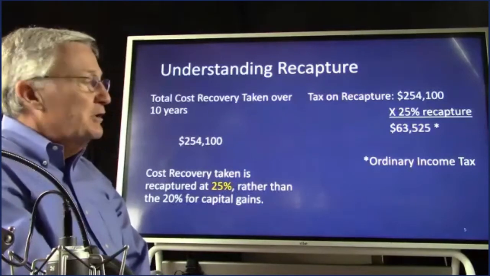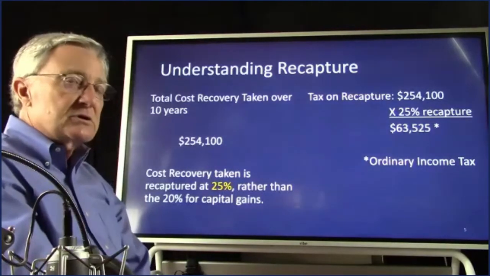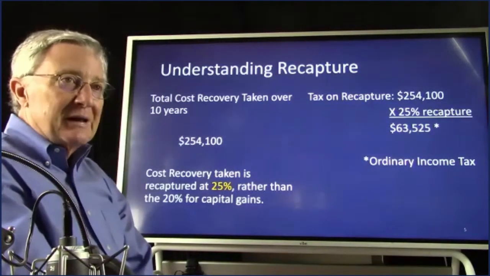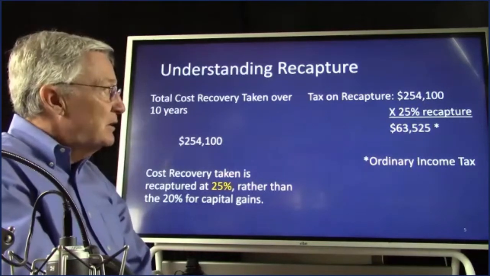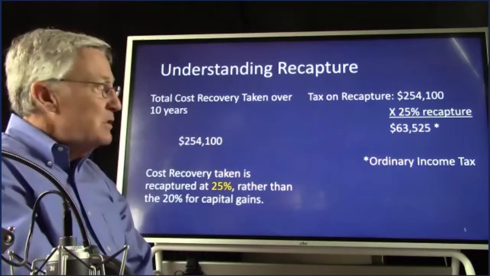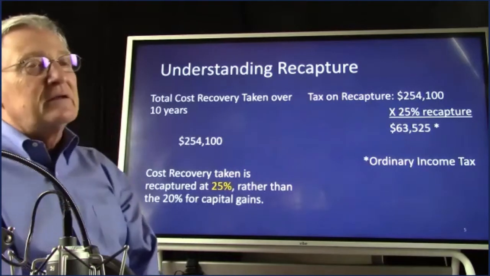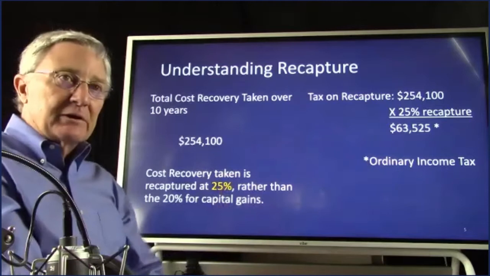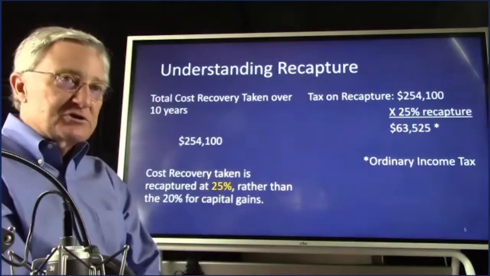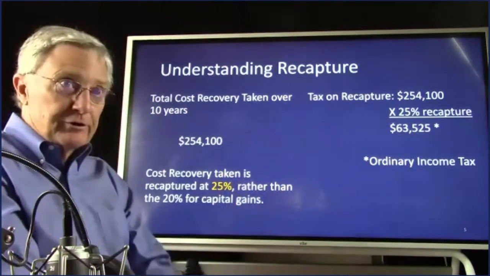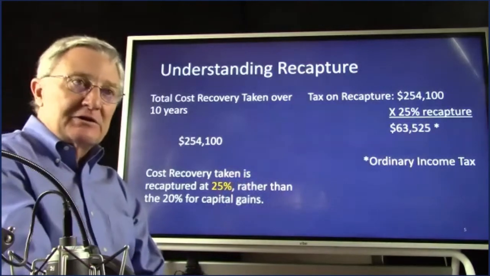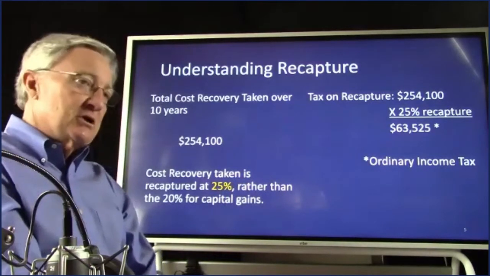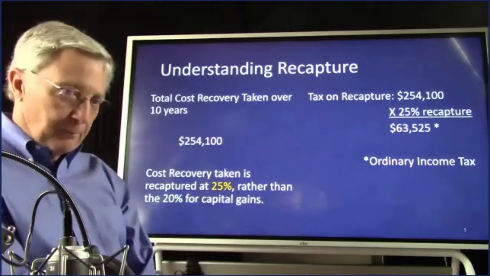So we'd have $254,000 recaptured at a 25% rate. We'd have $63,525 of ordinary income tax. This is not capital gains. You don't get a 20% or whatever the current rate on capital gains is. You don't get that. This is recaptured as ordinary income.